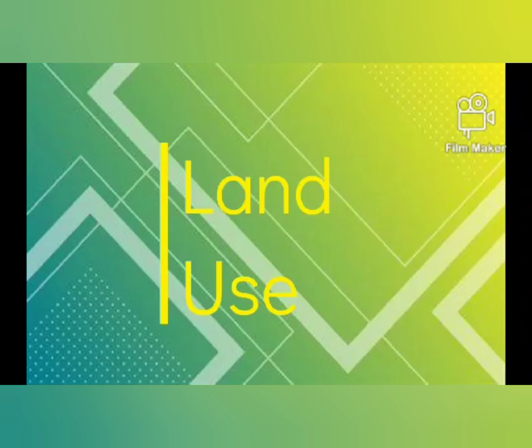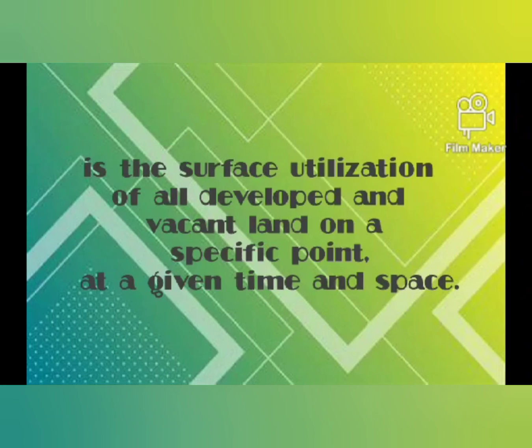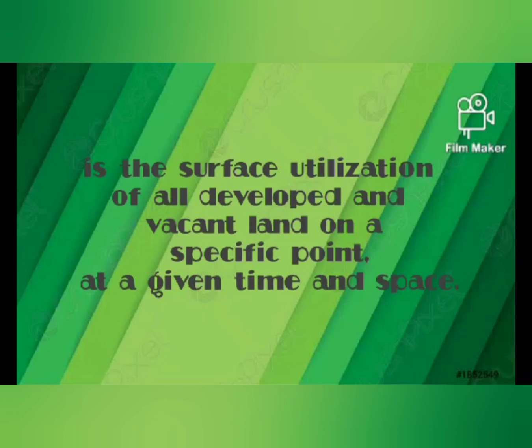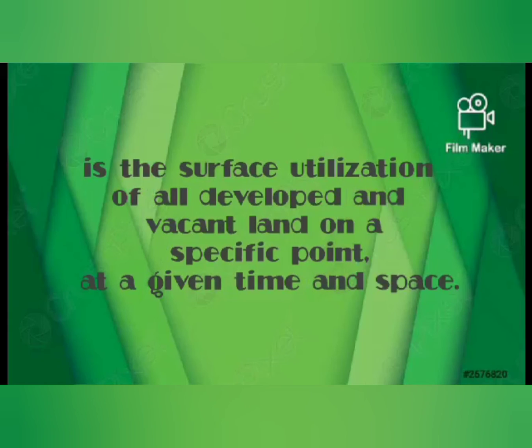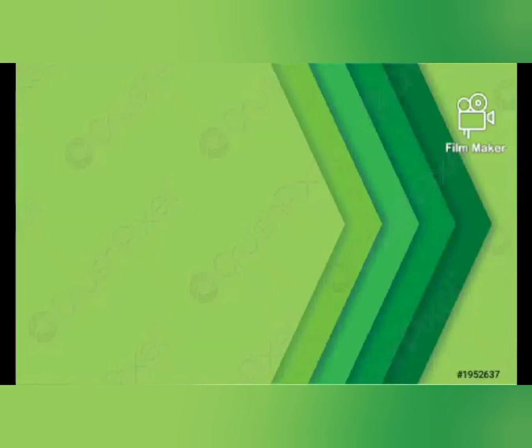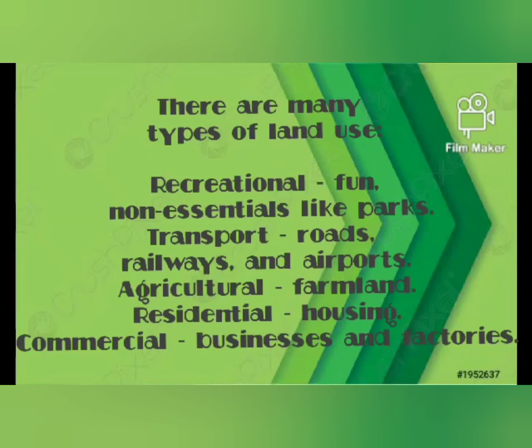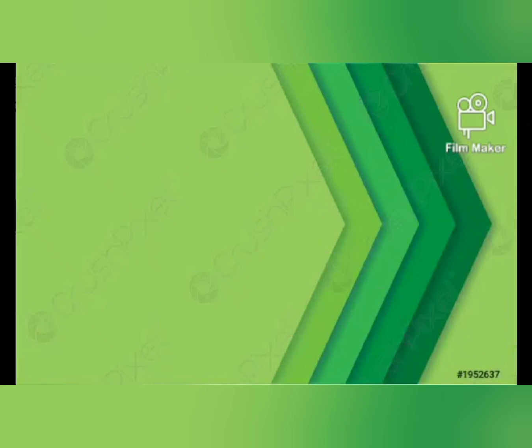Land use is the surface utilization of all developed and vacant land at a specific point in time and space. There are many types of land use: recreation, for fun and non-essential use, like parks; transport, such as roads, railways, and airports; agricultural, for farmland; residential, for housing; and commercial, for business and factories.